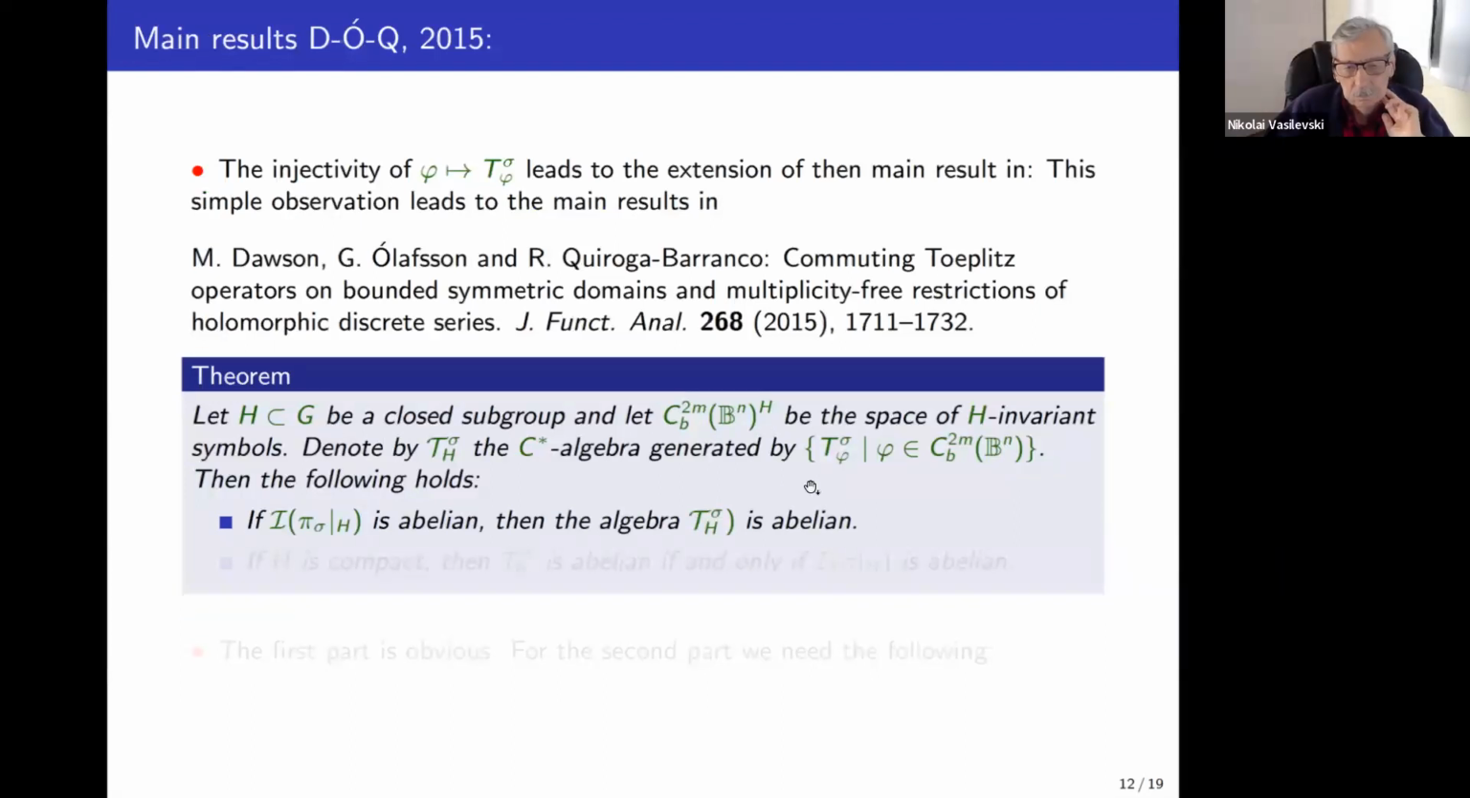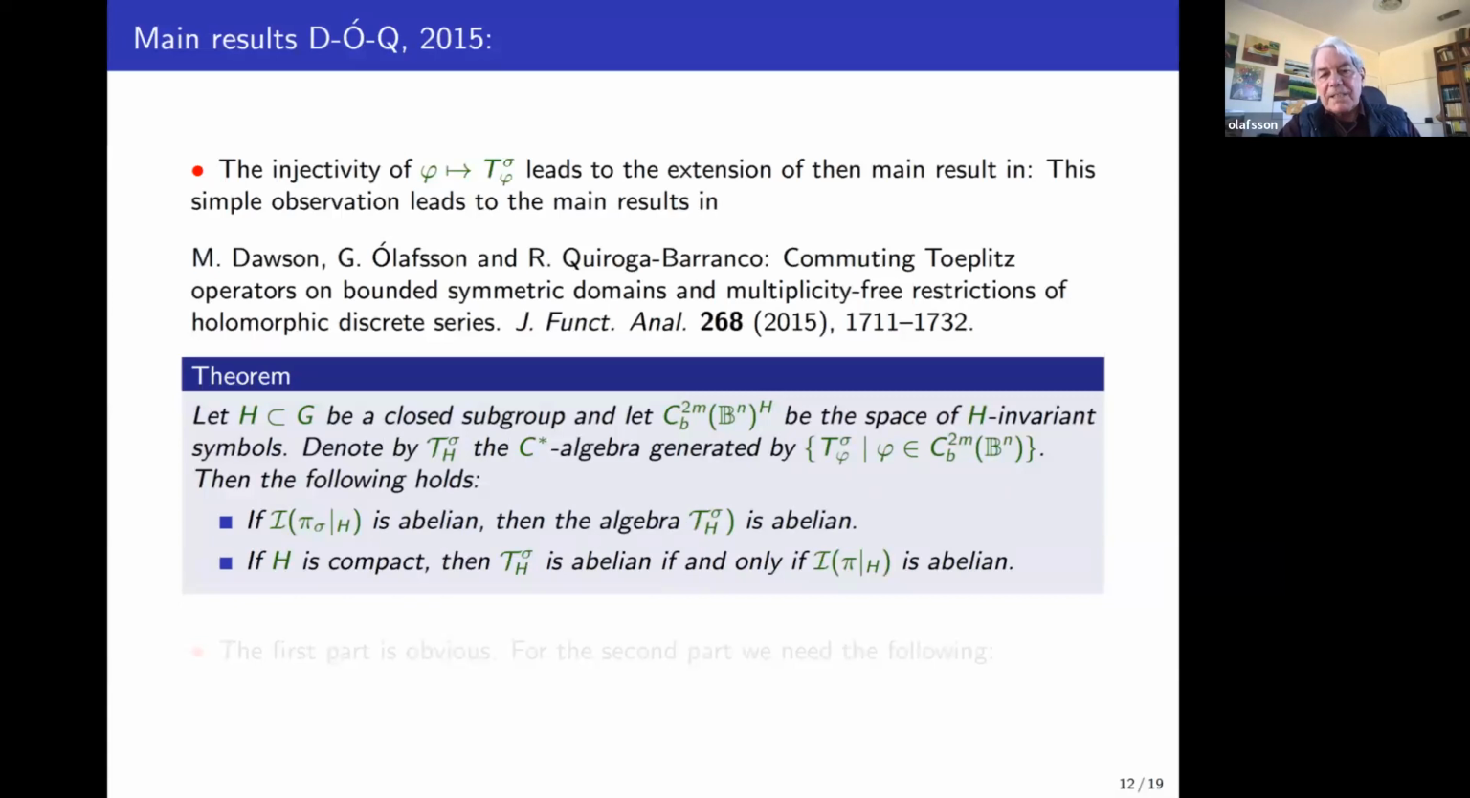So that means that if the algebra of intertwining operators is abelian, and this is something that is studied a lot in representation theory, I would say these intertwining operators are one of the fundamental problems that people look at in representation theory. So if this is abelian, then the Toeplitz algebra, there is a typo here also, is abelian. Okay, if H is compact, then it is if and only if.